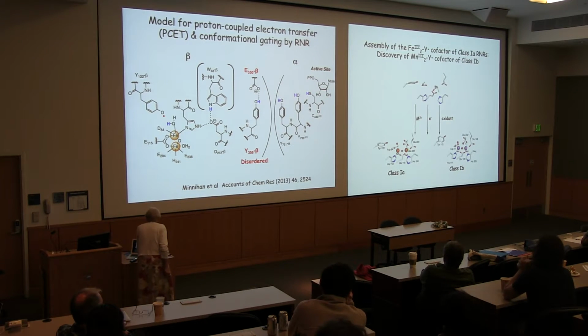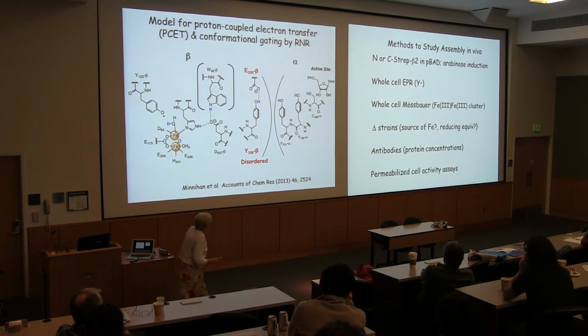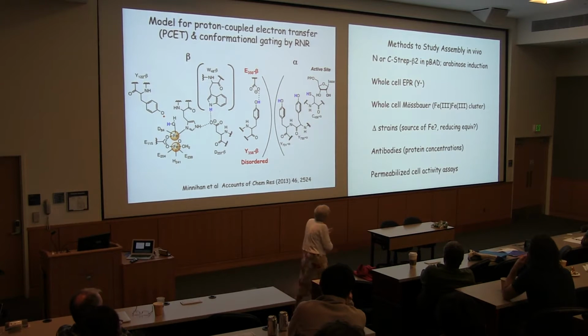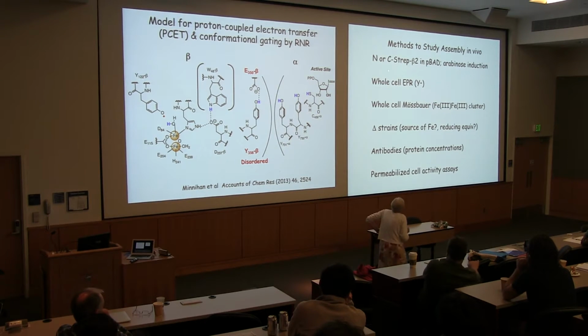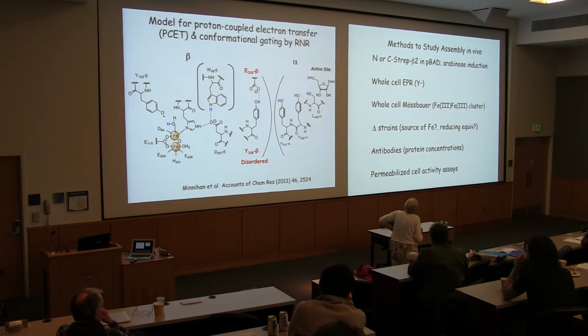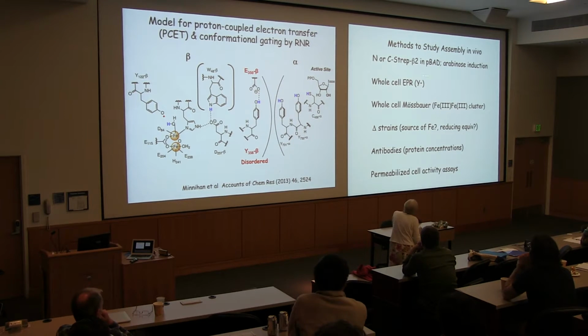Okay, so we needed to develop tools to do this. And so what we did was we constructed the beta-2 subunit, that's the one with the iron center on it, and put it behind an arabinose promoter. So that means with arabinose you can turn on the expression from micromolar to millimolar. So you can control the concentration of your protein inside the cell.